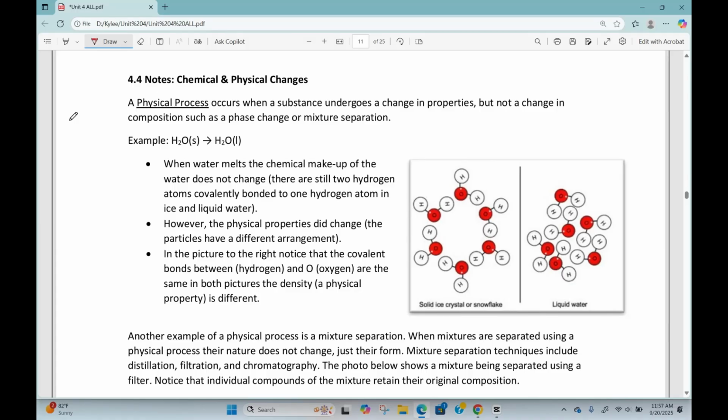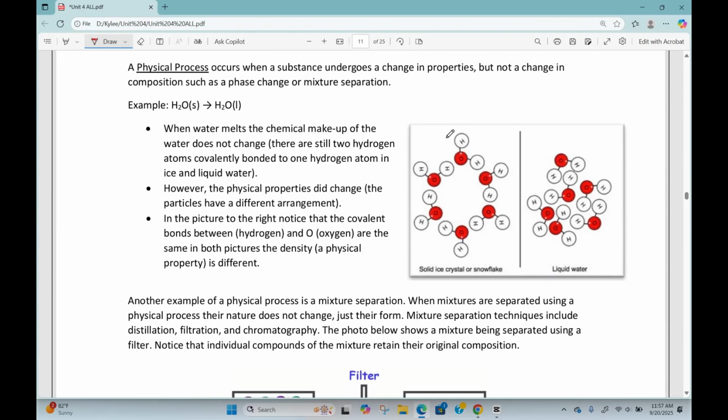Everybody, this is Miss List, and I'm here today with 4.4 notes on chemical and physical changes. So a physical process occurs when a substance undergoes a change in properties, but not a change in composition. And a big focus of this section is how these are represented in particle diagrams.